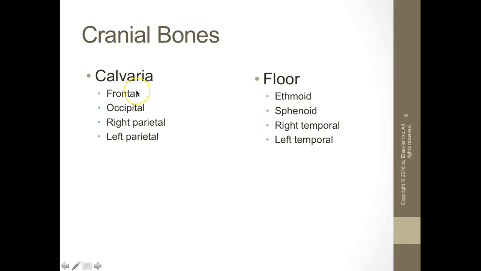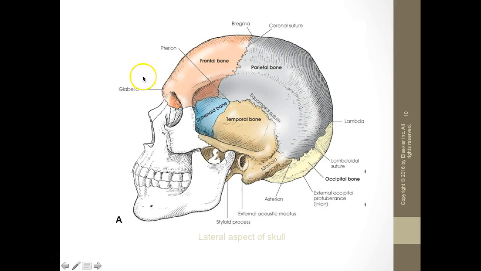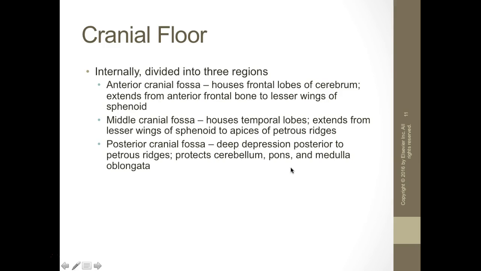We have ethmoid is blue, and we have the temporal is purple, parietal is green, and your frontal. So the calvarium of your skull has the frontal bone, occipital bone, the right parietal and the left parietal, whereas the floor has your ethmoid, sphenoid, right temporal and left temporal. Looking here, on the frontal bone we have the glabella, the bregma is up top. So we have the frontal bone, parietal bone, occipital bone, temporal bone, sphenoid. So glabella, bregma, coronal suture, pterion, squamosal suture, here's your mastoid process, asterion, and this is your lambda with your lambdoidal suture in between, and we're going to go deeper into this.